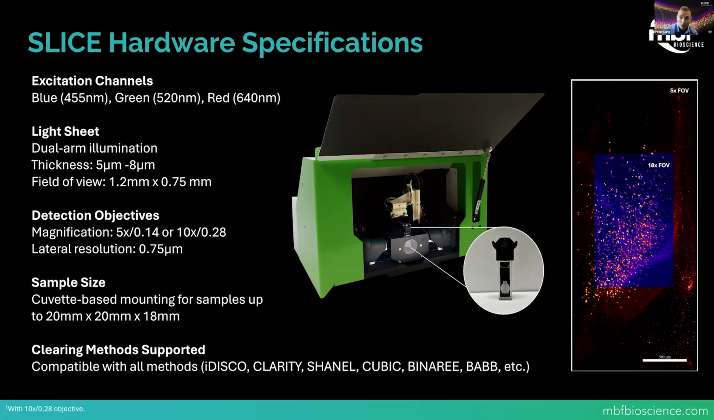So here you can see this is the field of view associated with the 10x. We also have a 5x objective option. This is showing you here the relative 5x field of view as well. With the 10x objective system, we basically have a lateral resolution down to approximately 3/4 of a micron.